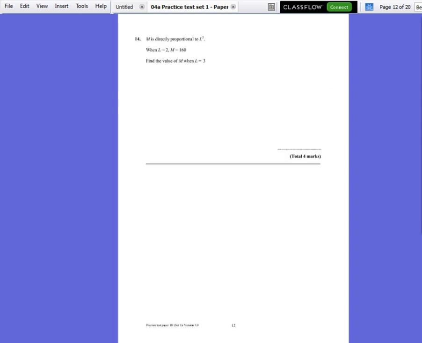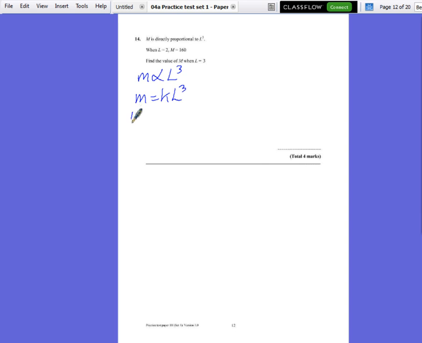Question 14. M is directly proportional to L cubed. When L is 2, M is 160. Find the value of M when L is 3. So to start off with, we can write that M is directly proportional to L cubed. We then put in the constant of proportionality. So M is equal to KL cubed.